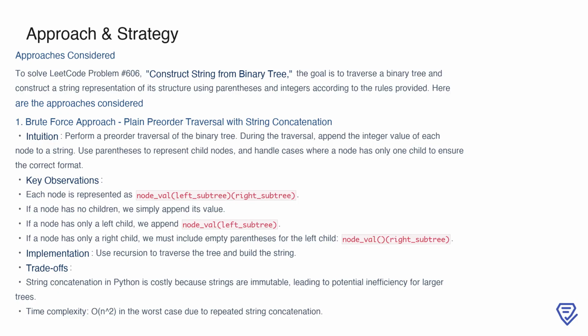Special care is needed when a node has only one child. If it has just a left child, only the left subtree is appended, but if it has only a right child, we must still include empty parentheses for the missing left child. While this approach is intuitive and simple to implement using recursion, it has a significant drawback. String concatenation in Python is inefficient for large inputs because strings are immutable. This can lead to a worst-case time complexity of O(n squared), making it less suitable for larger binary trees.